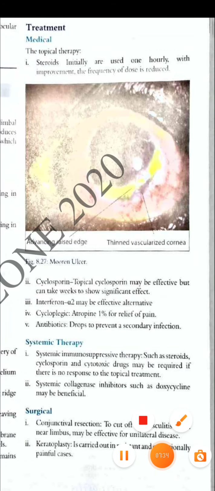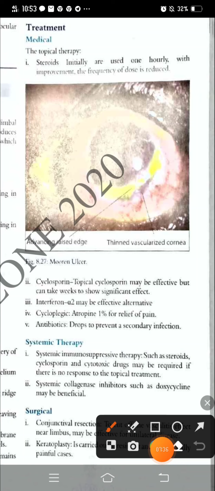Now come to the treatment. What is the treatment? First of all, a patient comes to you with Mooren ulcer. What would you do? You will give topical therapy, which is steroids. Steroids are given because they play a role as immunosuppressive. They are given every hour initially, and then when the condition improves, the frequency of the dosage is reduced. Cyclosporine is also immunosuppressive. Interferon alpha 2 can also be given. Cycloplegics like atropine are given for the relief of the pain.